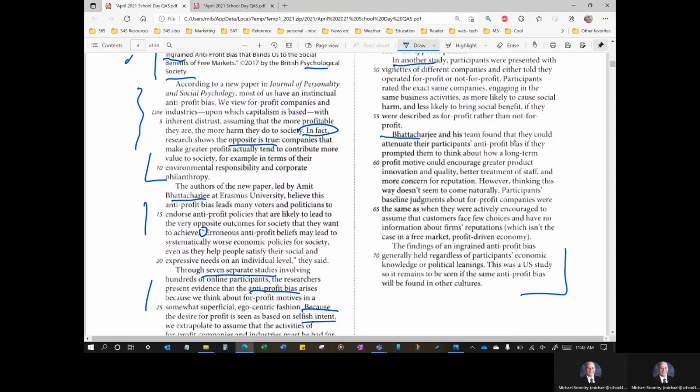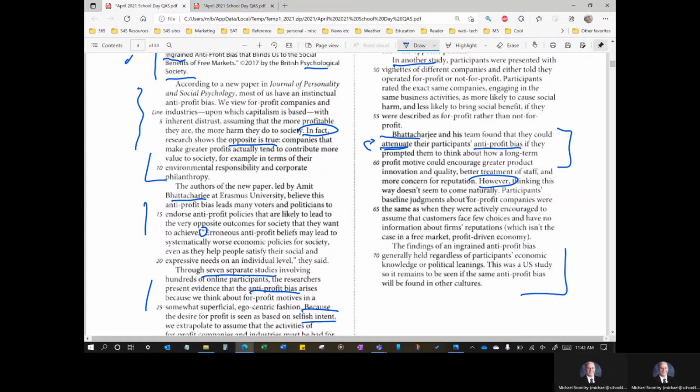The dude and his team found they could attenuate, whatever that means. I know what it means. You may not. Their participants' anti-profit bias, if they prompted them to think about how a long-term profit motive could encourage greater. In other words, attenuate has to mean to make lessen, because they could reduce their participants' anti-profit bias if they prompted them to think about how long-term. So by making them think in a different way, they got past their anti-profit bias.